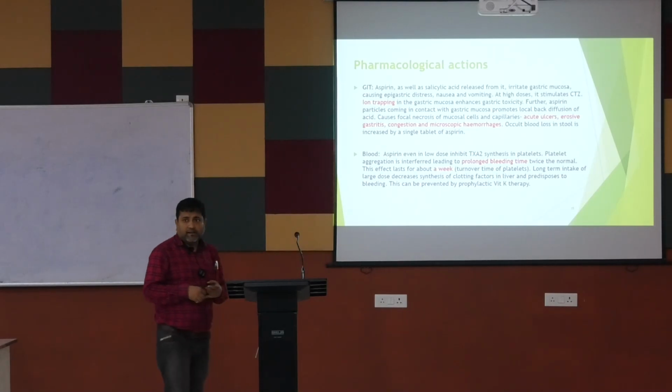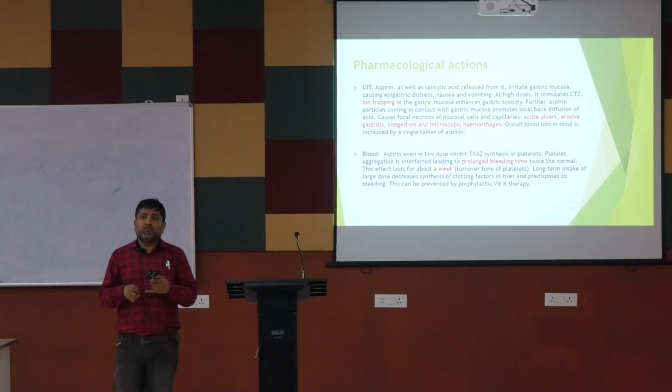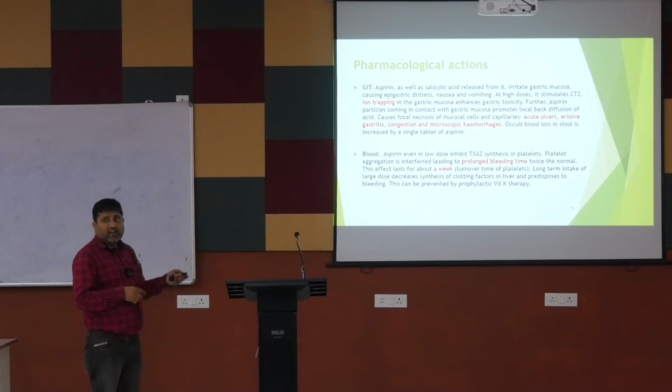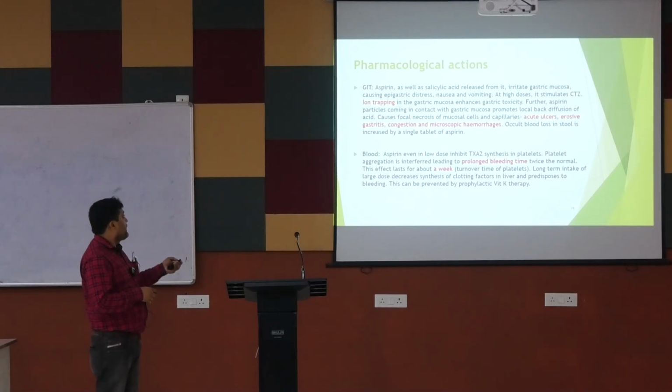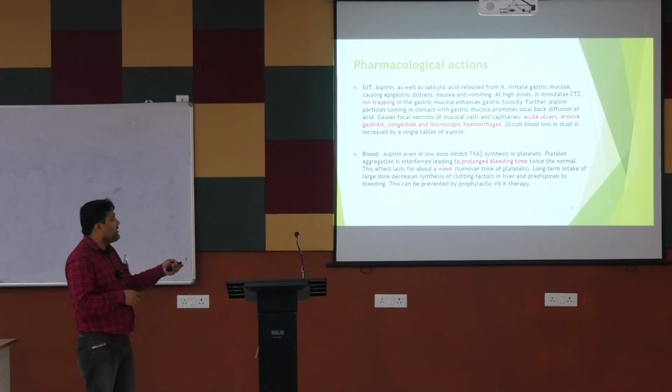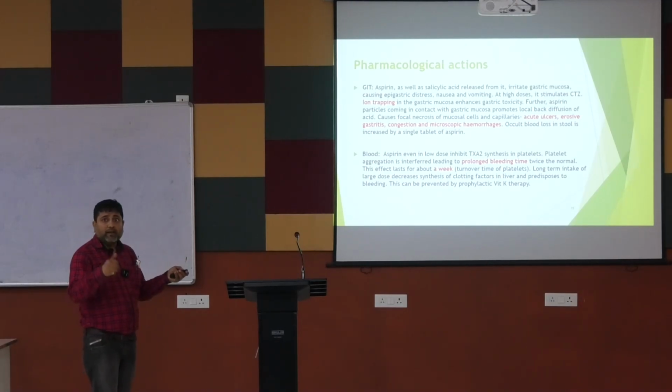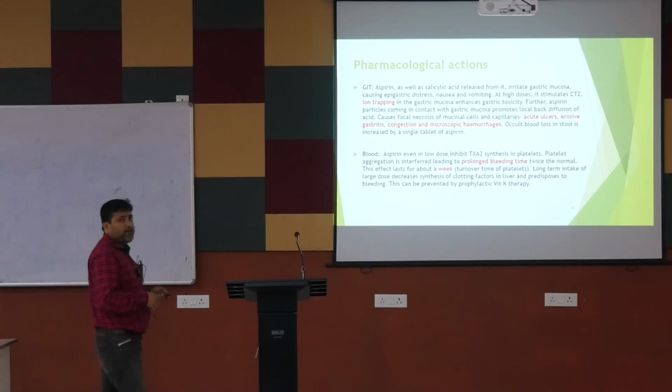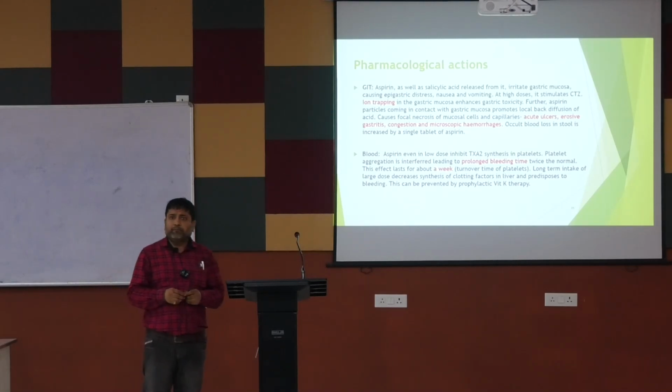Gastrointestinal tract. Like other NSAIDs, aspirin shows gastric ulcerogenic effect. Now, the gastric ulcerogenic effect is because of irritation of the gastric mucosa. They stimulate the chemoreceptor trigger zone, thus causing vomiting. Iron trapping. What do we mean by iron trapping?